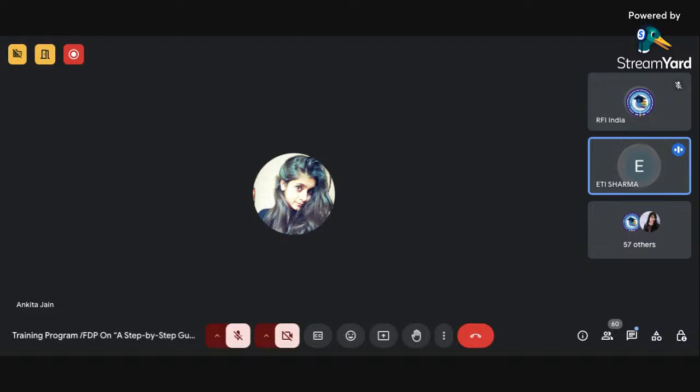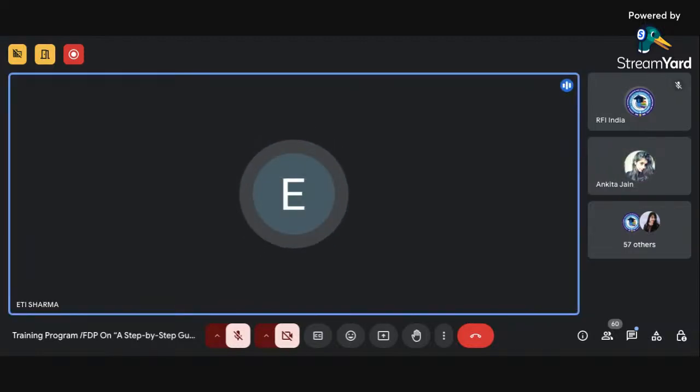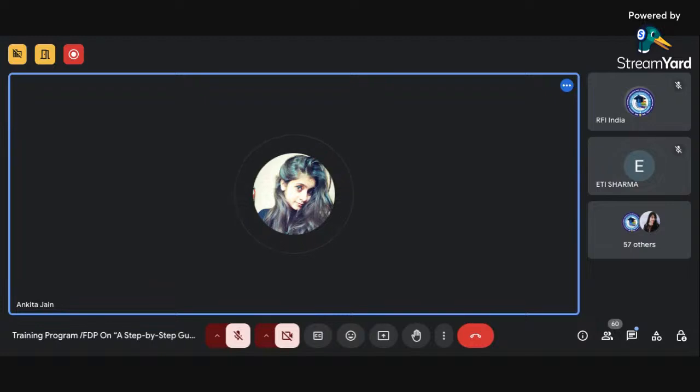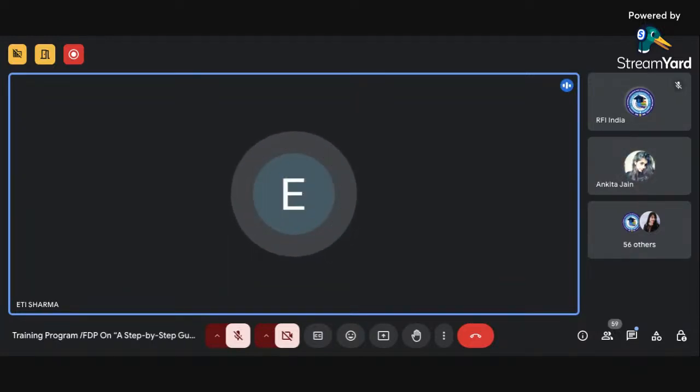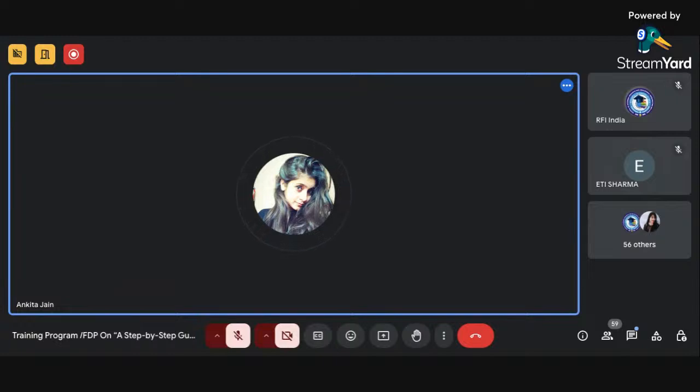Ma'am, should a preprint be cited in a paper or not? Sorry. Should preprints of a paper be cited in another paper or not? Can we cite preprints? Because you are using the review of literature, you should write the references for the same.